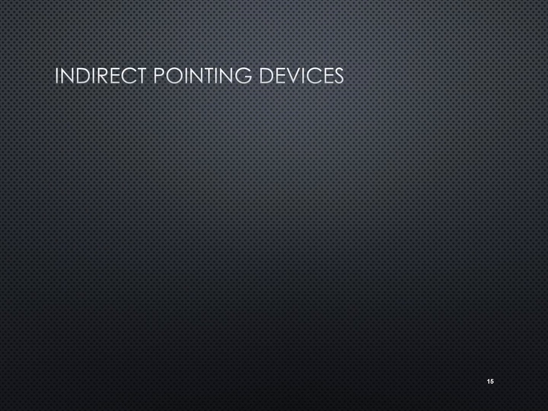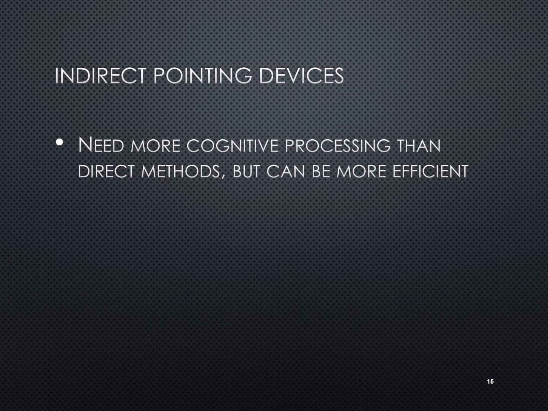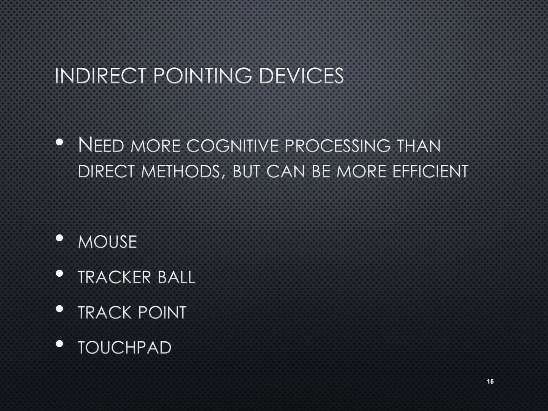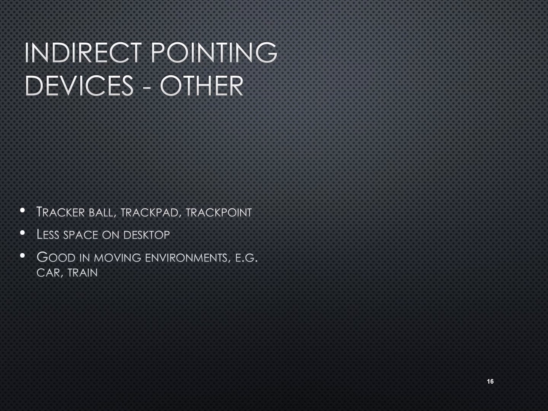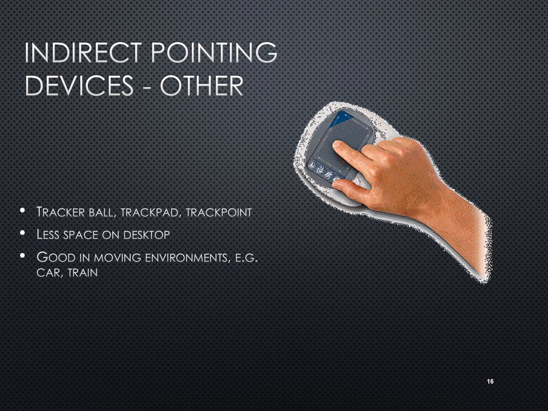Indirect pointing devices need more cognitive processing than direct method but can be more efficient. Mouse, tracker ball, track point, touchpad. Indirect pointing devices others: tracker ball, trackpad, track point. Less space on the desktop, good in moving environment, for example car and trains. You can see a touchpad here.